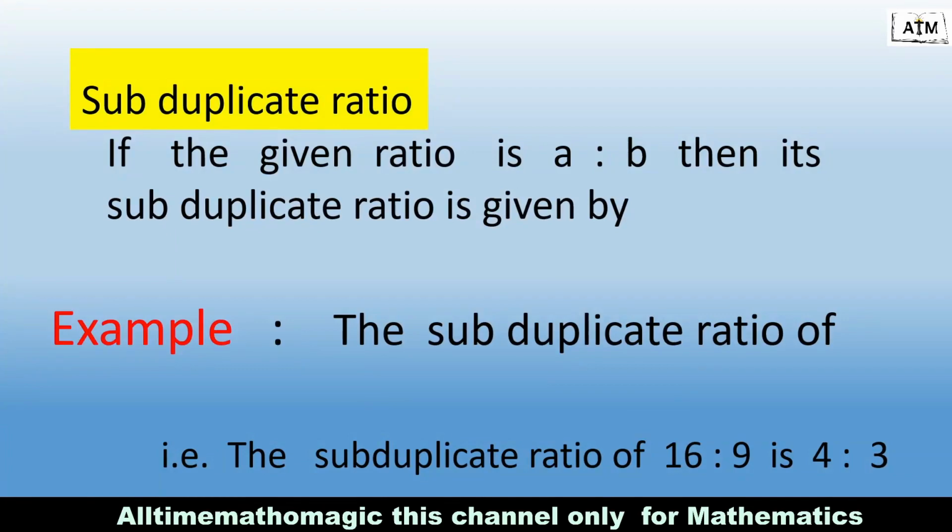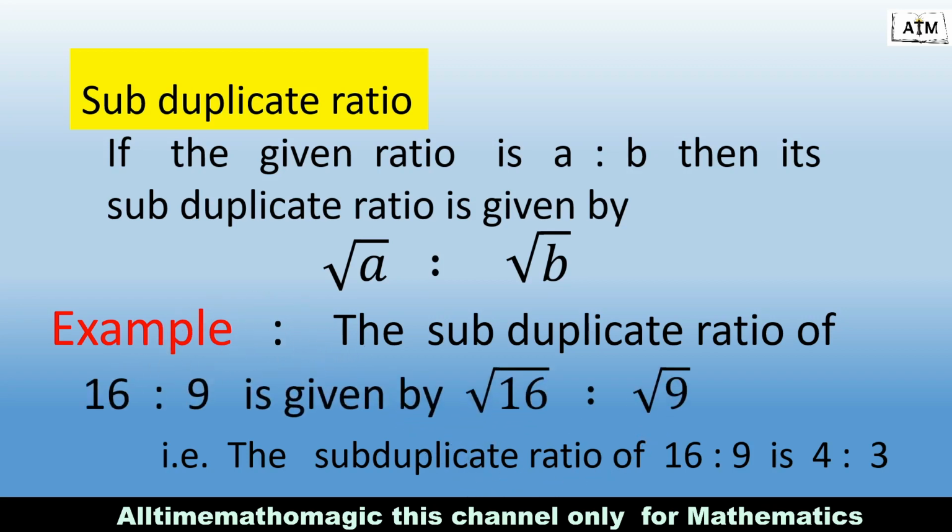Sub-duplicate ratio of a is to b is given by root a is to root b. Example, the sub-duplicate ratio of 16:9 is root 16 is to root 9. That is, the sub-duplicate ratio of 16:9 equals 4:3. You need to find the square root, that's all.